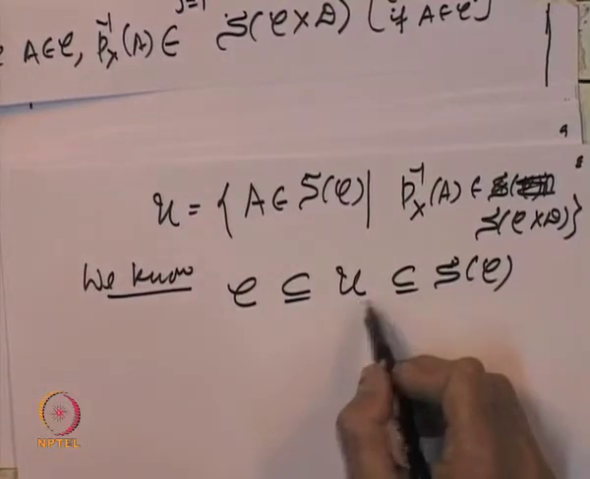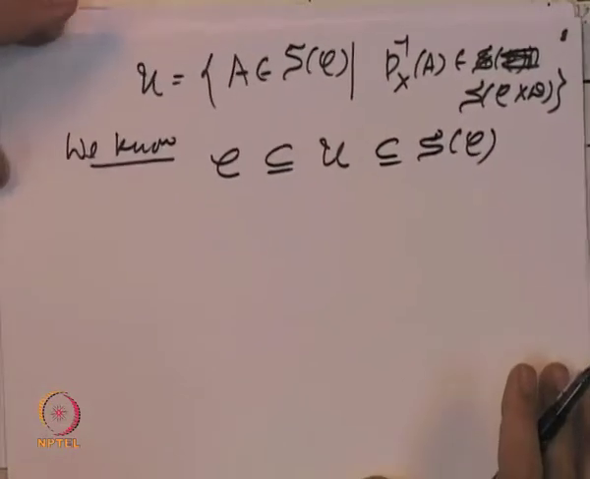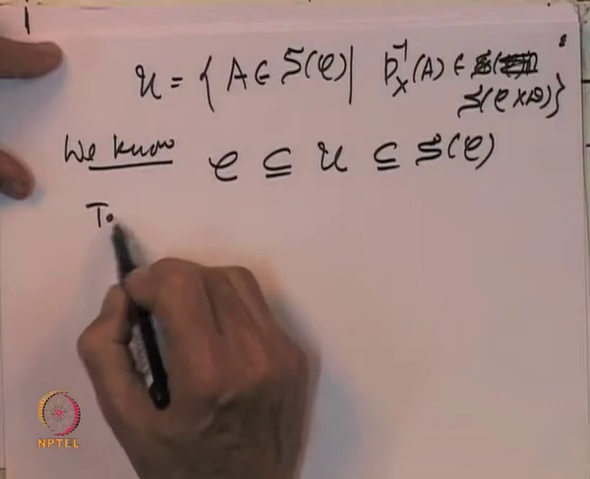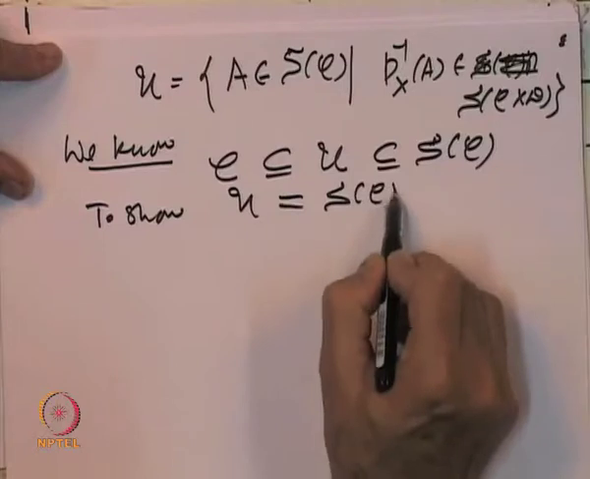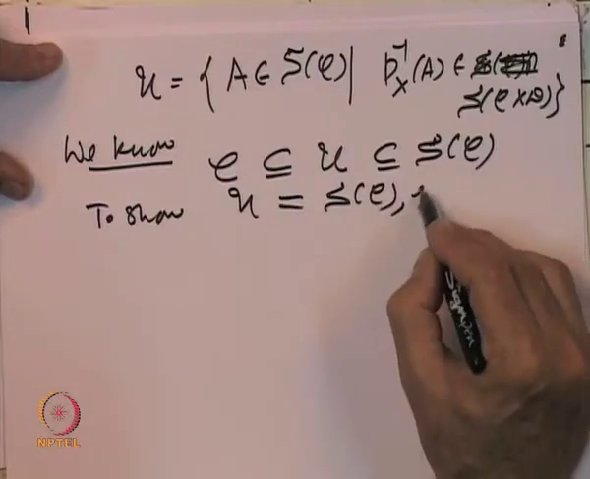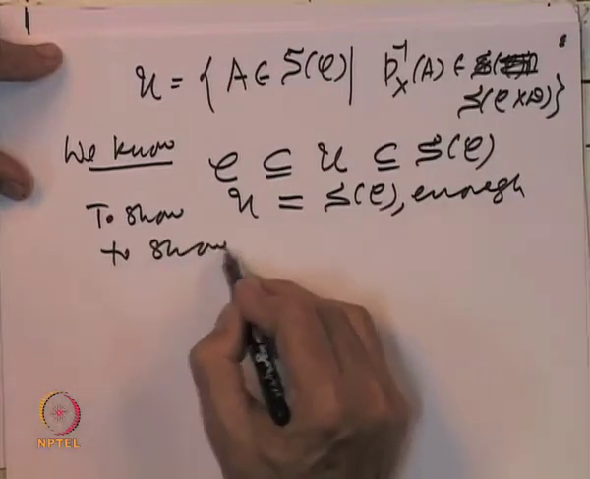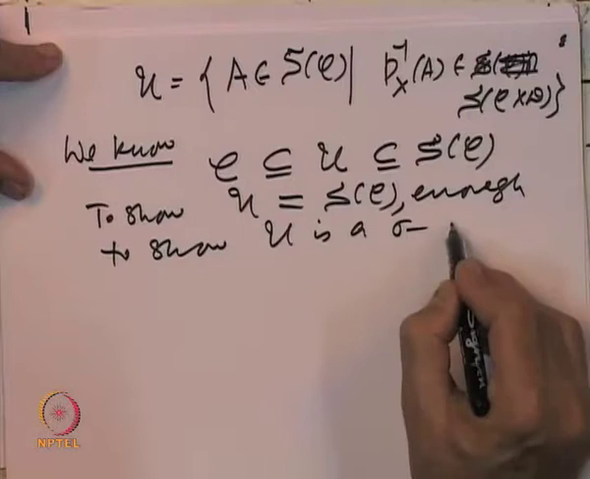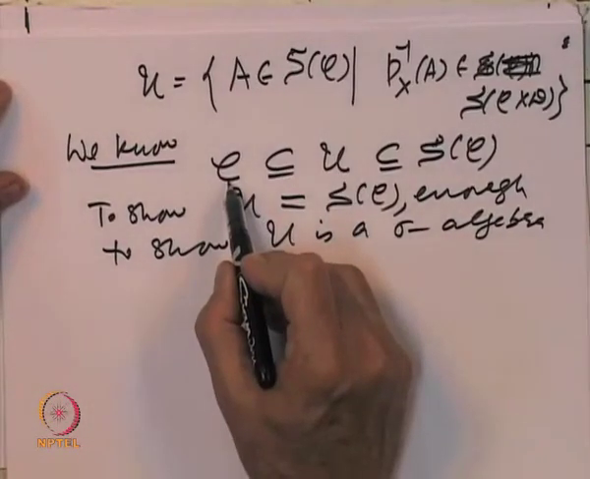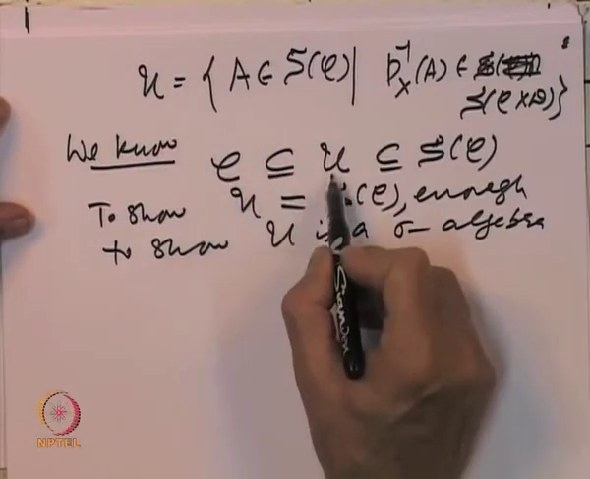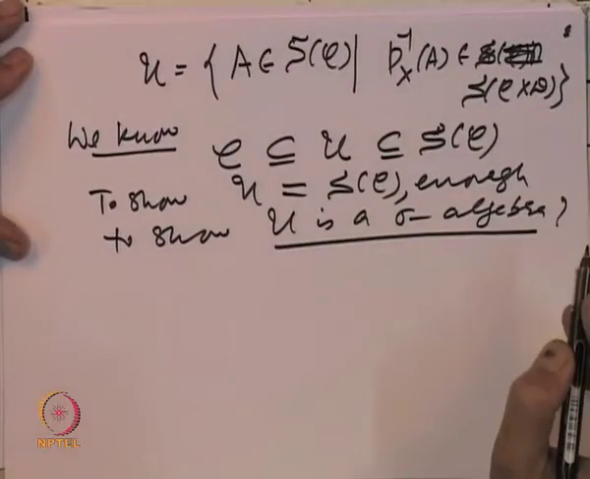To show that U is equal to S of C, it is enough to show that U is a sigma algebra, because once it is a sigma algebra, it includes C. So, the smallest one, that is S of C, will come inside. So, everything will become equal. So, we have to only show that this is a sigma algebra.